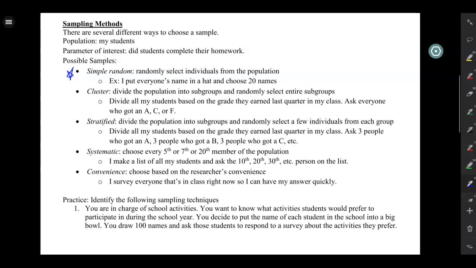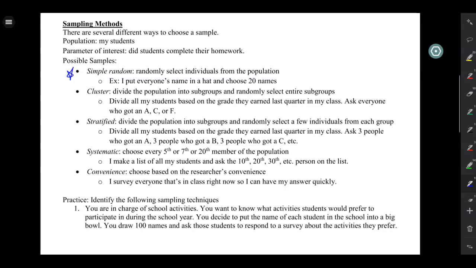And then what I'm going to do is ask everyone who got an A, a C, or an F if they did their homework. So I'm just going to look at all the people in the A group, the C group, and the F group, and I'm ignoring everyone that got B's and D's.